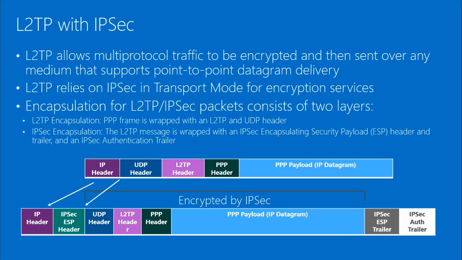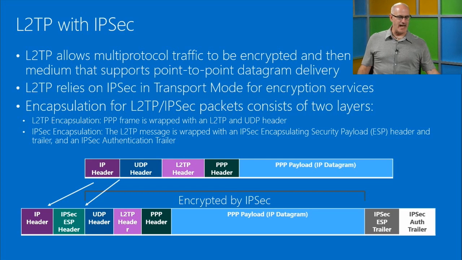L2TP relies on IPSec in transport mode for encryption services. And encapsulation for the L2TP IPSec packet consists of 2 layers. The first layer is L2TP encapsulation, so the PPP frame is wrapped with an L2TP and UDP header, so that represents that top frame. And then the IPSec encapsulation, so the L2TP message is wrapped with an IPSec Encapsulating Security Payload, ESP, header and trailer, and an IPSec authentication trailer.